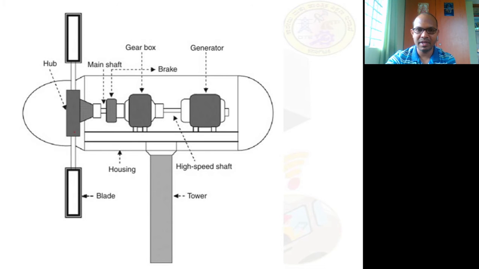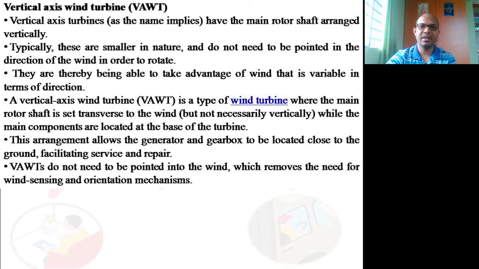And this is a housing or a nacelle, and this is the tower. This is how the beauty of this horizontal axis wind turbine works. Okay, now let us move to the other type, the vertical axis wind turbines, which are also called VAWT.